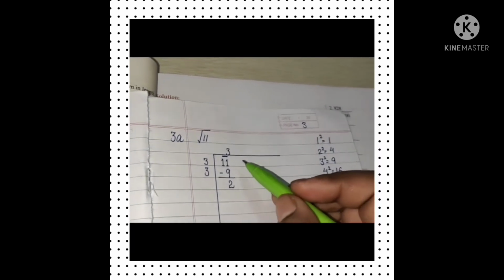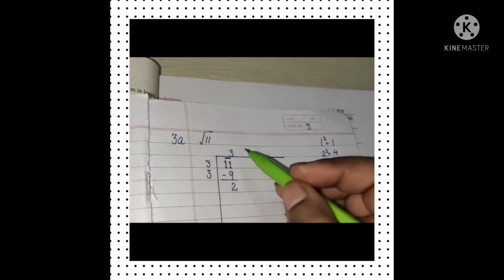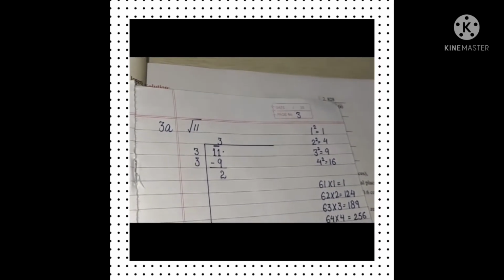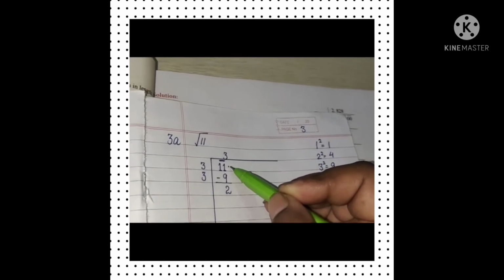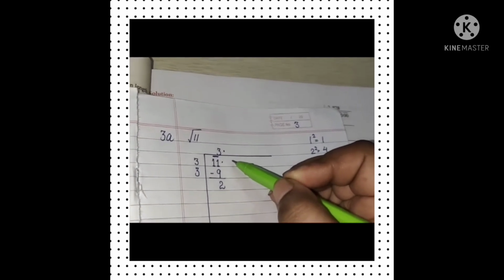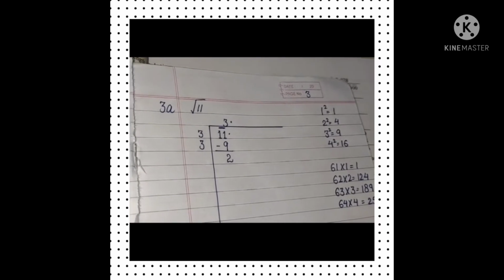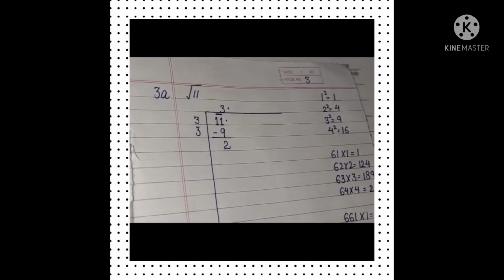Students, you may think that after 11 there is no digit now, so the question is done. But no, we have to put a decimal. Why? Read the question again. We have to find the value up to 3 decimal places. So we will put a decimal. When we put the decimal here, we will put a decimal here too. So after the decimal we will increase zeros, as you do in division questions, where after putting the decimal we can increase zeros. But in the division questions, one time we increase one 0.